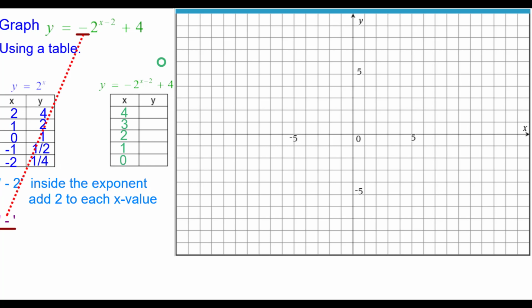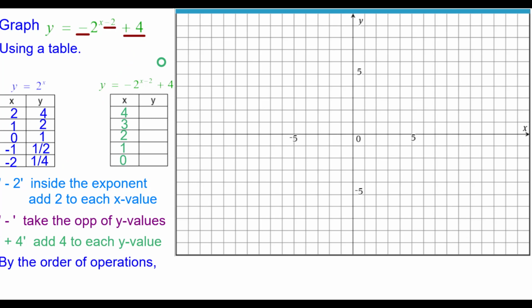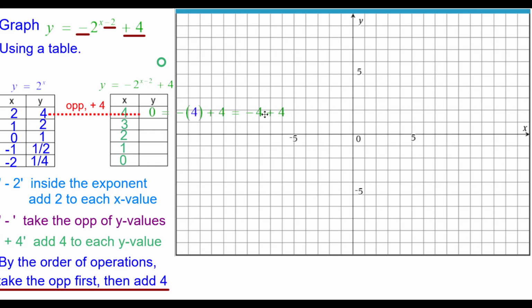The opposite sign takes the opposite of each of the y values, and the plus 4 also affects the y values by adding 4 to each y value. And remember, by the order of operations, we do the opposite first, and then we add 4. Makes a difference. So we're going to take the opposite of 4 and add 4. Well, the opposite of 4 is negative 4 plus 4 is 0. You can see the calculation right here. And so we plot the point 4, comma 0.